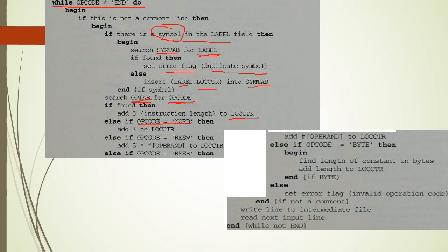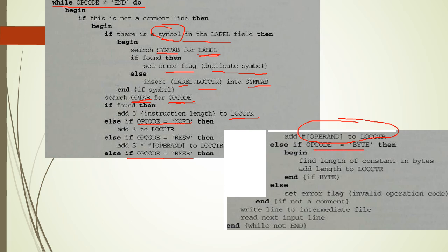If it is not a WORD, it may be a RESW, reserve word. If it is a reserve word, then you have to add 3 times the operand value to the location counter. Suppose the instruction is of the form reserve word 1, then it is 3 into 1. If it is reserve word 2, then it is 3 into 2. If the opcode is a reserve byte, you have to add the operand value to the location counter. The operand value is generally in decimal. Convert that into hexadecimal, then add that value to the location counter.